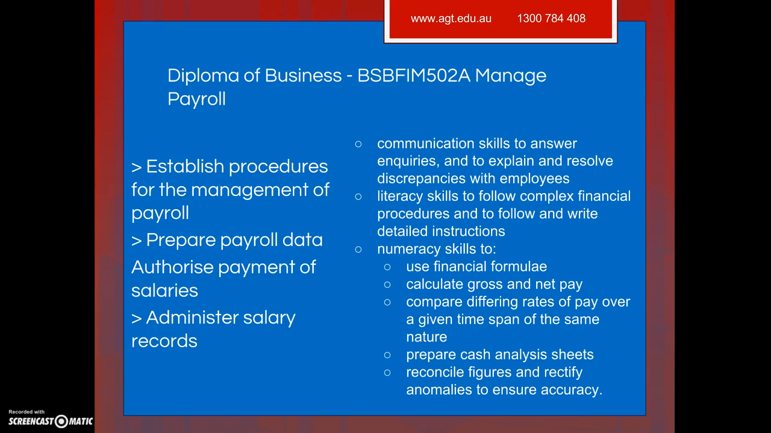and also to show, and there's no surprise here being our financial unit, that we've got numeracy skills to use financial formulas, calculate gross and net pay, compare differing rates of pay over a given time span of the same nature, prepare a cash analysis sheet, and reconcile figures and rectify anomalies to ensure accuracy. So that's what will be done as the first unit within your Diploma of Business.